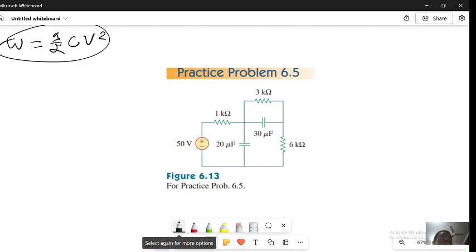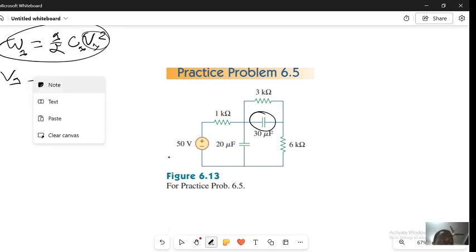Now, if I want the energy from this first capacitor, it is going to be C1. What I don't have, I have C, but I don't have V1. I don't have the voltage. Now, let me find V1. How can I find the V1?